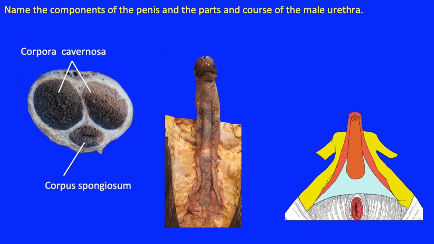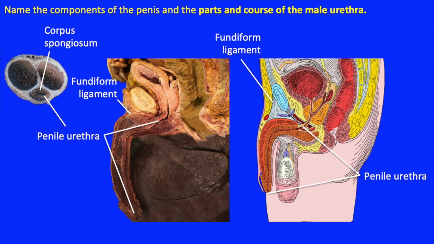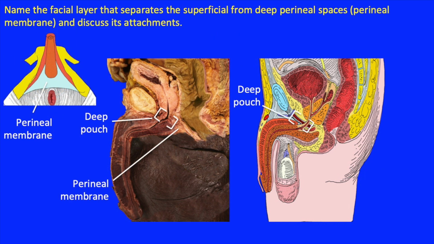The arrangement of the three erectile tissues can be observed in a cross-section of the penile shaft. Note the two corpora cavernosa on the dorsum of the penis and the single corpus spongiosum on the ventral aspect. The body of the penis is suspended from the pubic symphysis by the fundiform ligament, and note that the male urethra is only present in the corpus spongiosum. The penile urethra then continues past the perineal membrane to enter the deep perineal pouch.